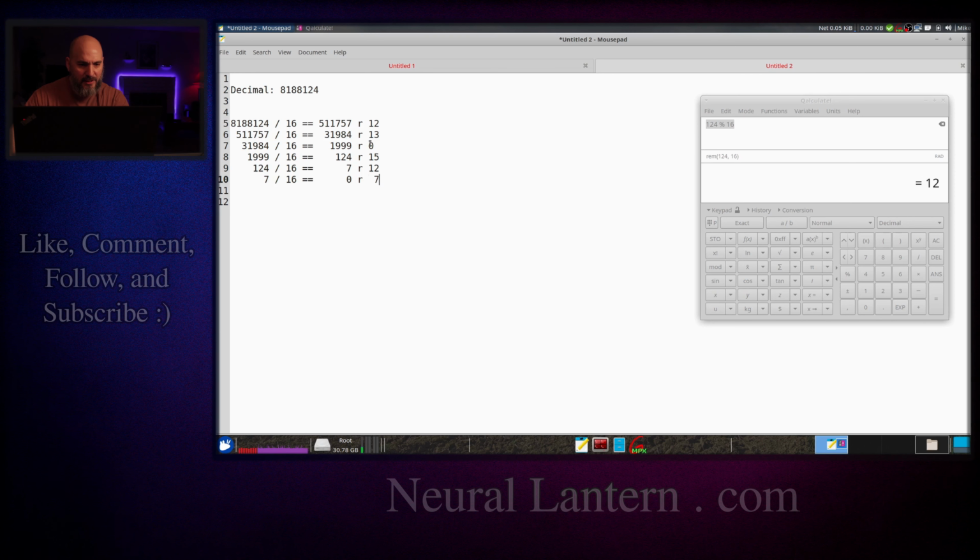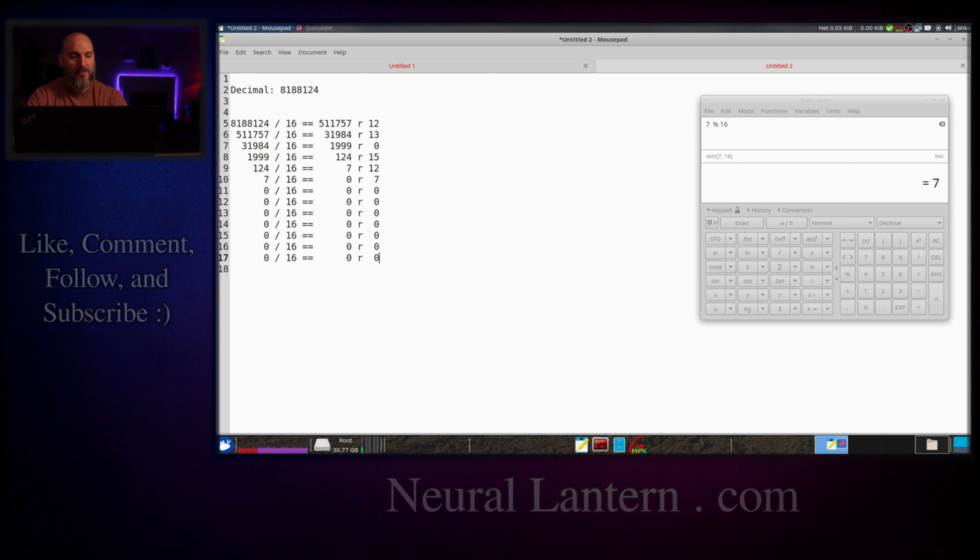Let's punch it here just to double check. We'll say 7 divided by 16. You can see that it's 0, and then the remainder is going to be 7, just what the original number was. So now at this point, when the carry-down quotient is going to be 0, then we just have 0 divided by 16 equals just 0 remainder 0. And it'll just continue like this forever and ever. So this is how you know you're done.